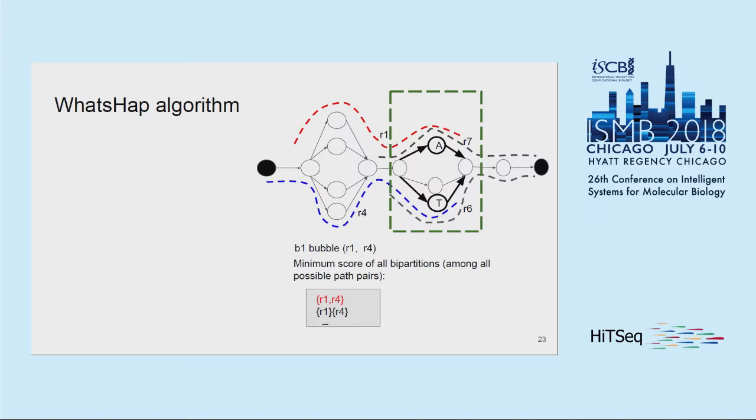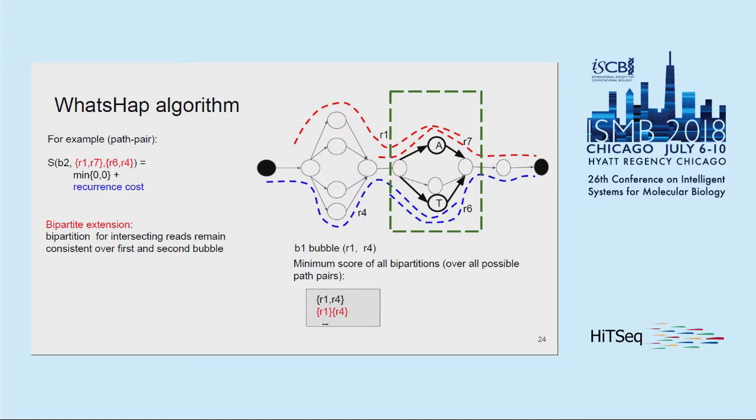For example, here, R1 and R4 are the intersecting reads that cover the second bubble and the first bubble. And we compute the minimum score of all bipartitions for these intersecting reads over all possible path pairs and store it in a DP column.